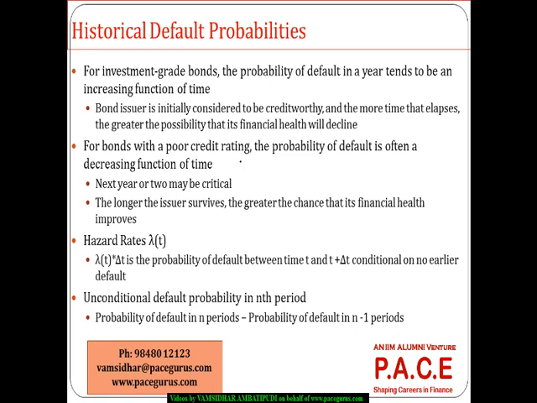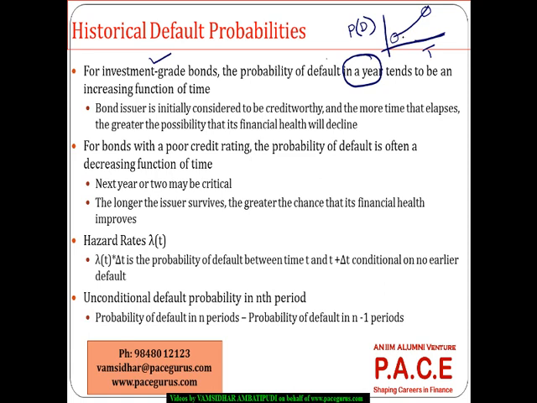Now let's start looking at the historical default probabilities. Historically, statistics have been collected regarding the default of investment grade bonds and speculative grade bonds. What has been observed is that when I look at investment grade bonds and the probability of default in a year, if I take the time period here and the probability of default here, it looks like an increasing function of time. Initially the probability of default could be much smaller, but as time increases, the probability of default increases.